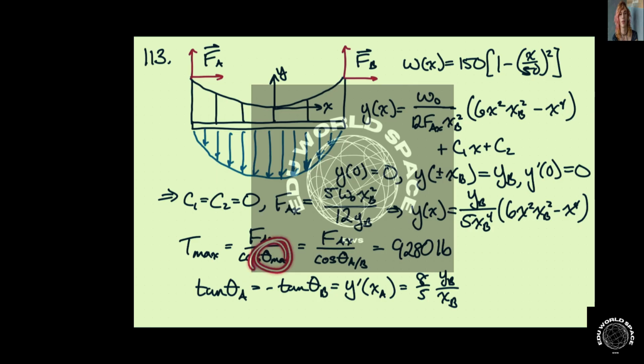And then we can plug that in here, along with this, and we plug in all our values that were given in the problem, and we wind up finding that the maximum tension is 9,280 pounds. And for the tangent of the angle, if we take y prime and plug in x equals xa, we get the value 8/5 yb over xb.